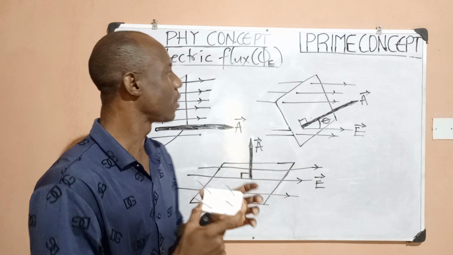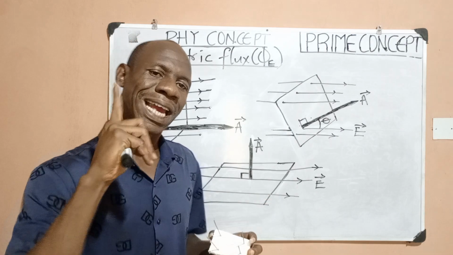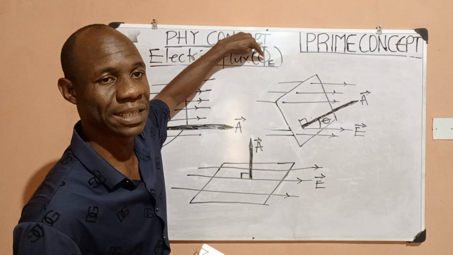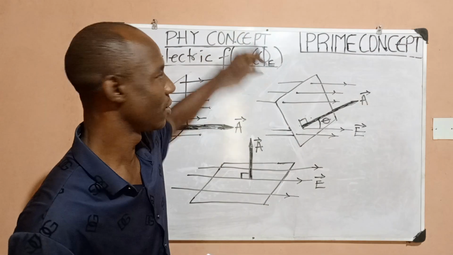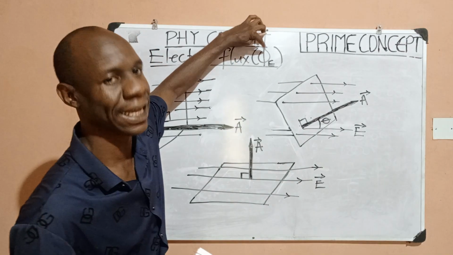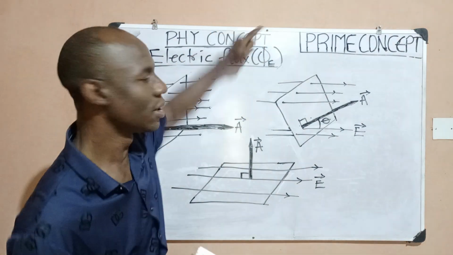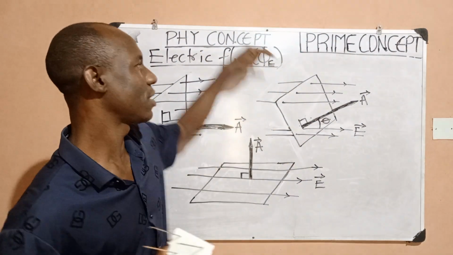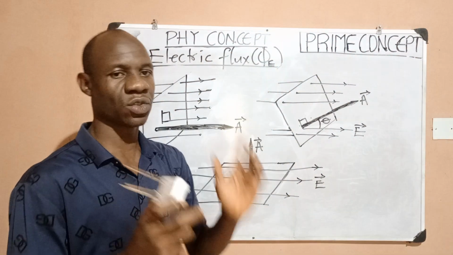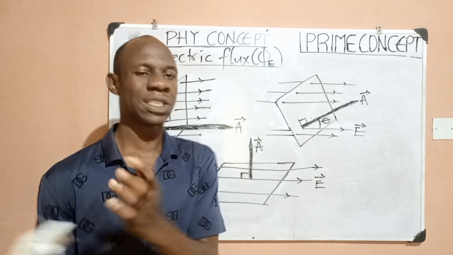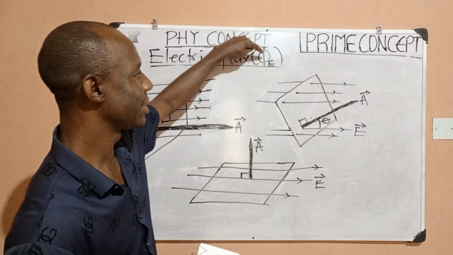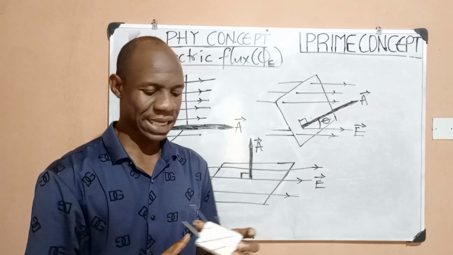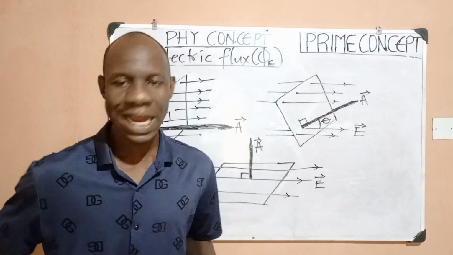Now, electric flux is actually a scalar quantity. And electric flux is denoted by the symbol phi e. This symbol here is called phi, that's the Greek name for that symbol. The reason why we put the subscript e is so that you know that we're talking of electric flux, because we can also have magnetic flux and other kinds of flux. So this is the symbol for electric flux, and you take note that electric flux is a scalar quantity.